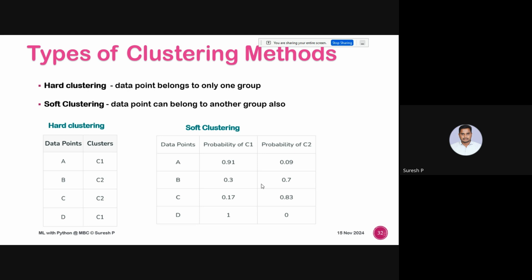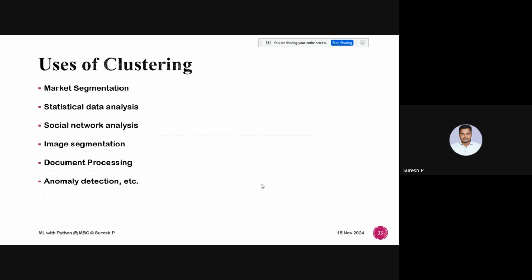Hard clustering means the data point is in only one cluster. Soft clustering means there is a possibility of being in more than one cluster. That is the concept of soft clustering. So these are the two types of clustering methods.